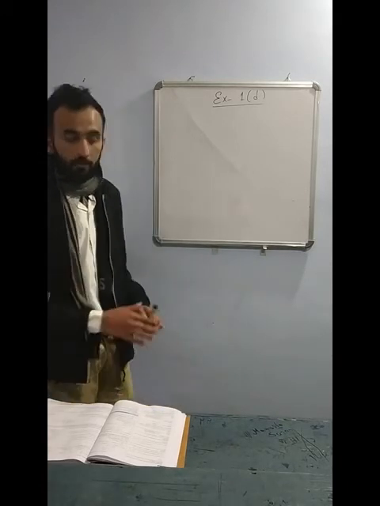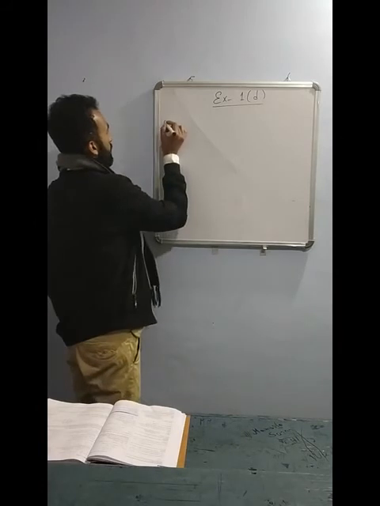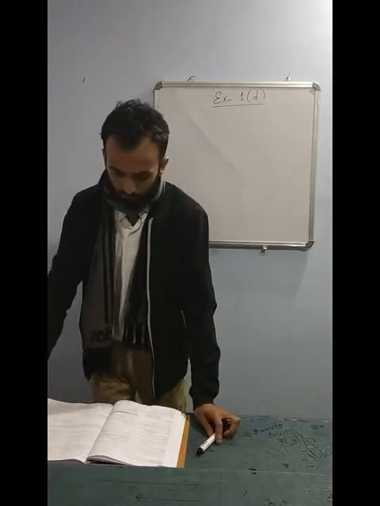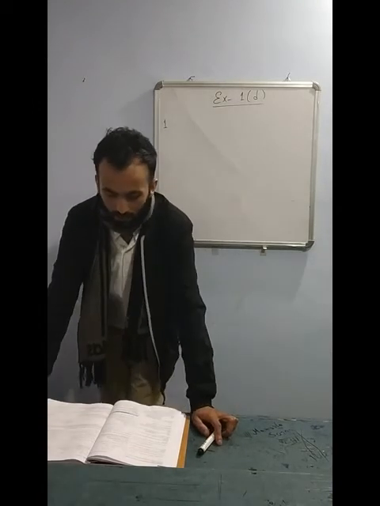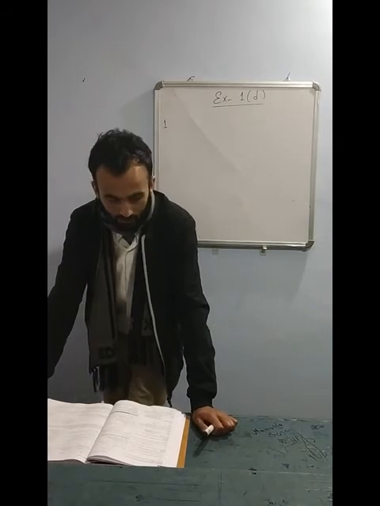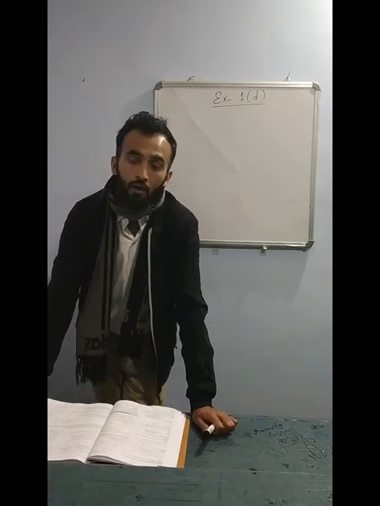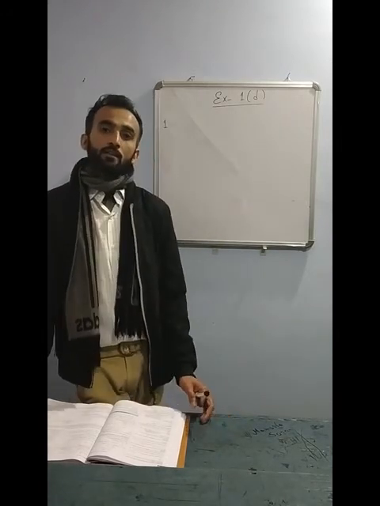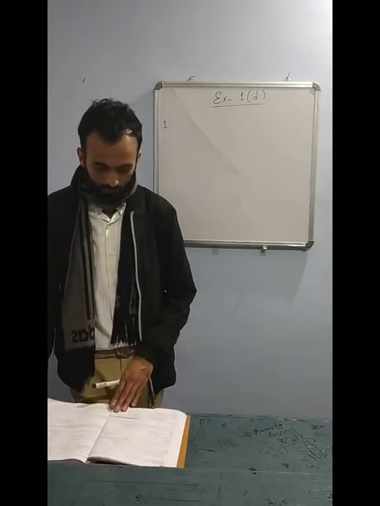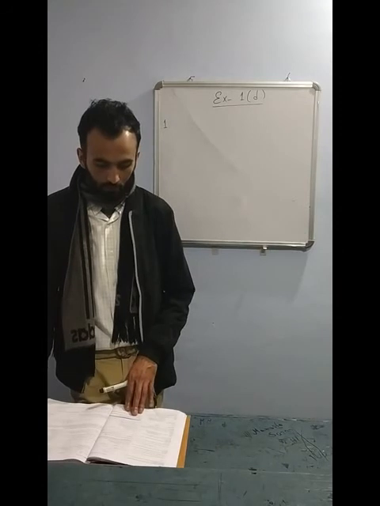Okay, question number 1. Define irrational number. So you know what an irrational number is? I have already given you. An irrational number is the number which is not of the form a by b, where a and b are integers and b is not equal to 0. That's the definition.